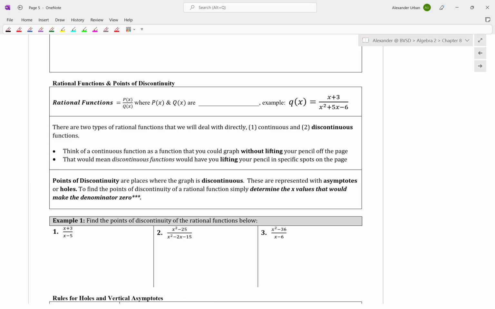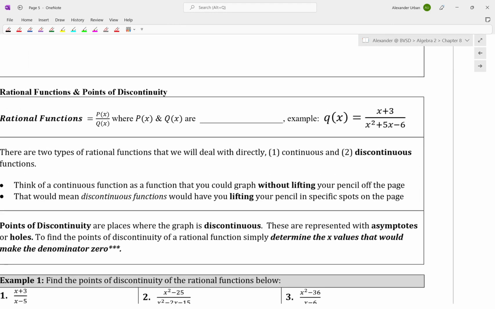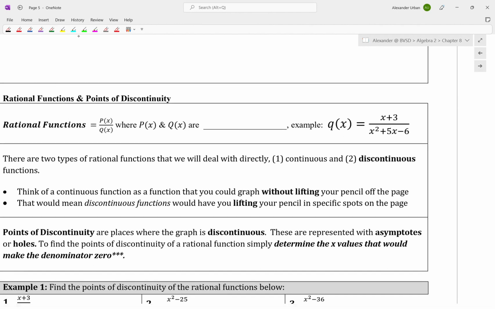Today we're going to be going over rational functions and points of discontinuity. We're going to talk about rational functions first, where p of x is over q of x. And I'm going to highlight that so you can see what I'm talking about. Both p of x and q of x are going to be polynomials, and polynomials are like what's stated right here on the right hand side.